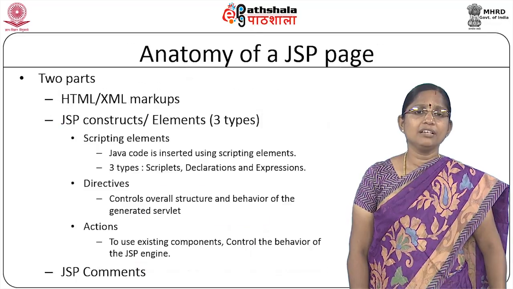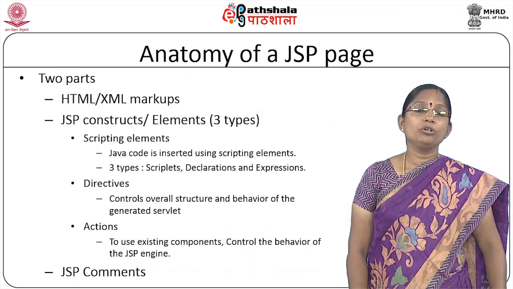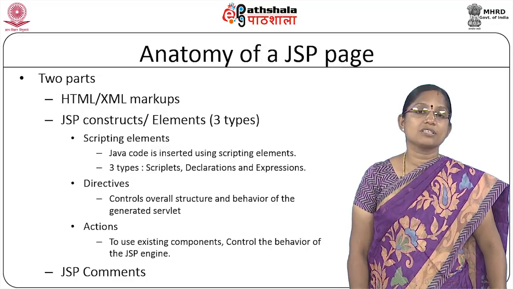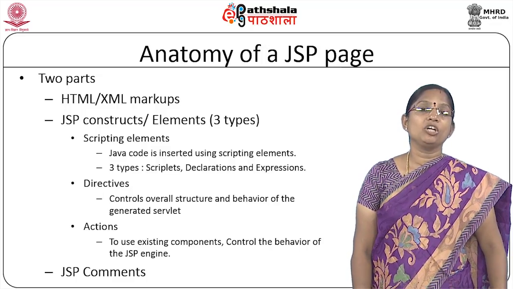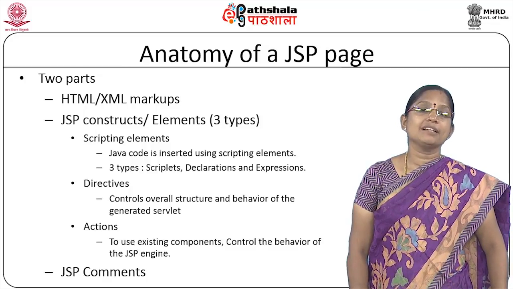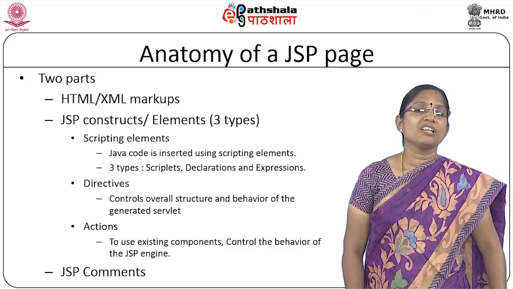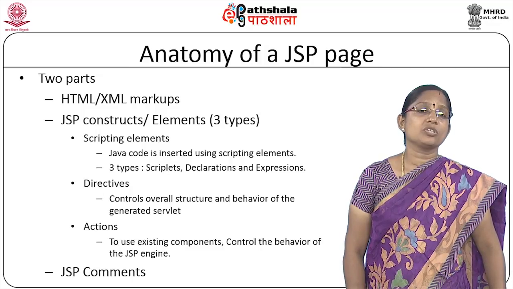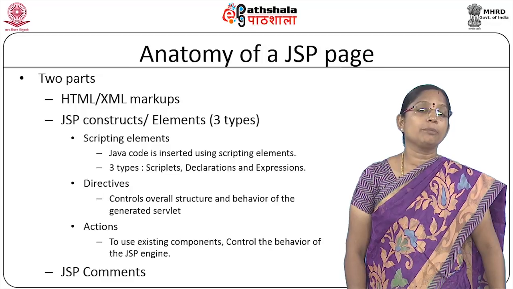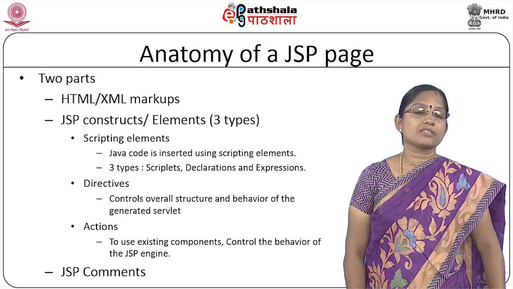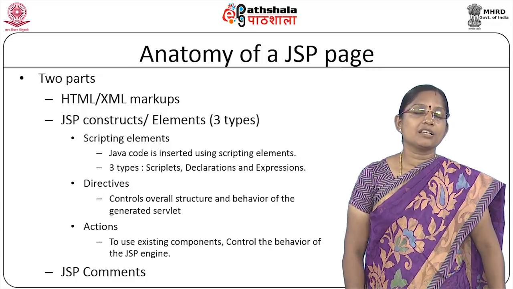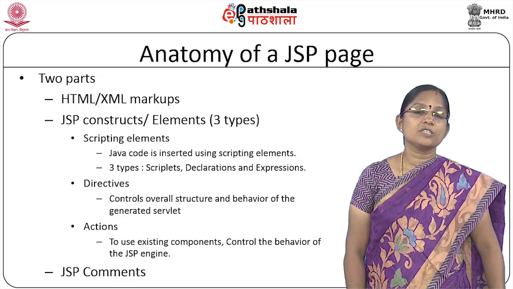Now we have seen how to work with the JSP page and how the JSP page gets compiled. Now let us look at the anatomy of a JSP page. Anatomy is nothing but the structure of a JSP page. Every JSP page consists of two parts: one is the HTML part, which is used for the presentation logic, and the second is the JSP constructs or elements, which denote the business logic part.